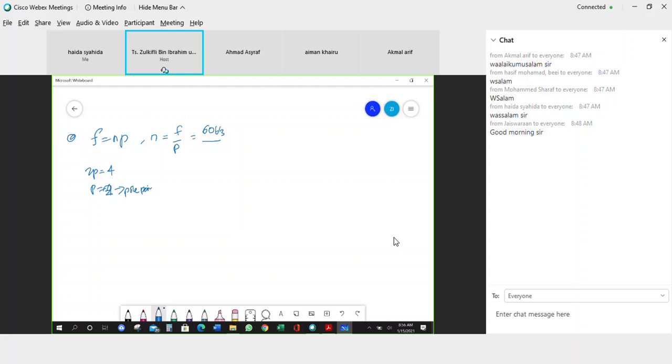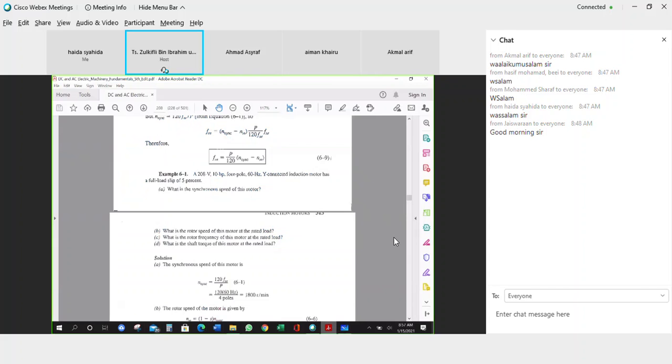Then the synchronous speed will be 30 revolutions per second. This 60 Hz is from the source, from the fundamental source. So this 60 Hz was supplied into your stator. Then that will be your reference for the synchronous speed. Okay, so that's for number 1.